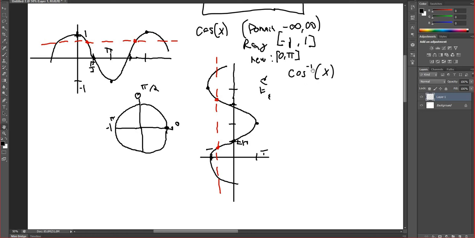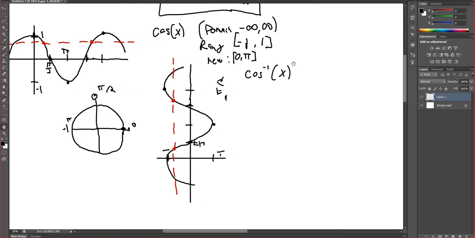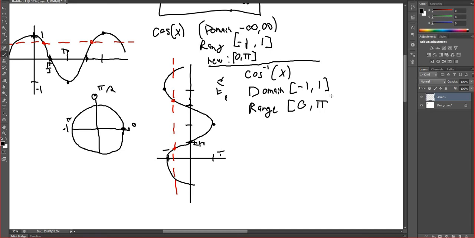So cosine inverse, if we remember, our inverses have opposite domain and range. So for cosine inverse, the domain is the range. So the range was -1 to 1, so the domain is -1 to 1. And the range becomes our new domain. So it's going to be 0. No, not domain, range. So our range for the cosine inverse is 0 to pi.